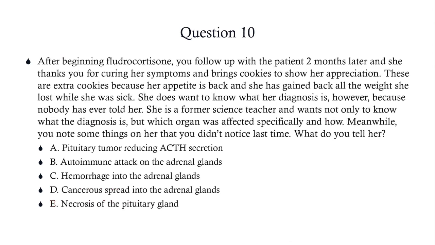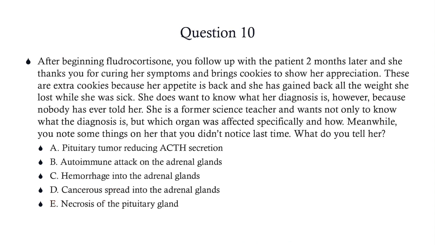A, a pituitary tumor reducing ACTH secretion. B, autoimmune attack on the adrenal glands. C, hemorrhage into the adrenal glands. D, cancerous spread into the adrenal glands. E, necrosis of the pituitary gland.